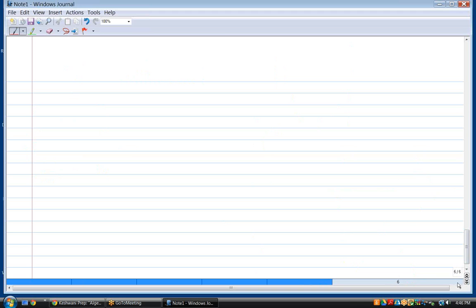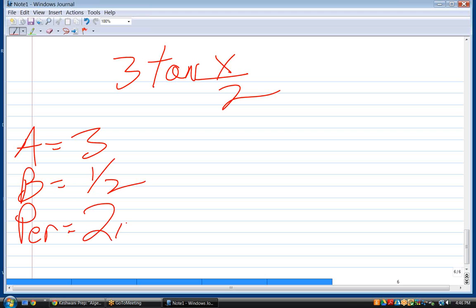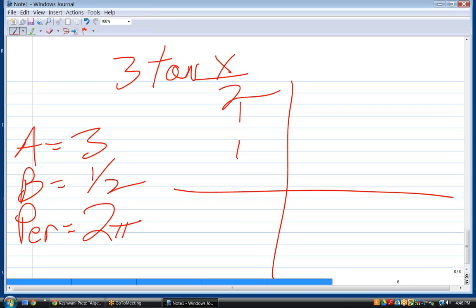What else? 3 tangent x over 2. What's A? 3. What's B? 1/2. And what's the period? So would that be 2 pi? Where's this asymptote go? And where's that asymptote go? In other words, label the x-axis for me here. Okay.